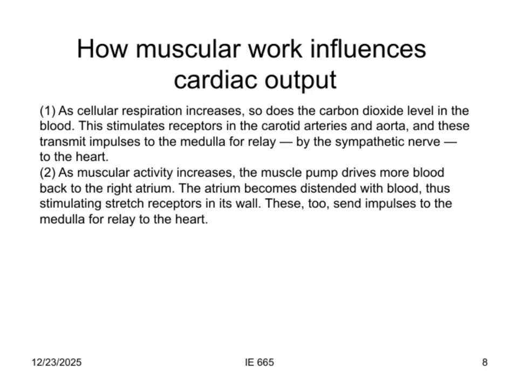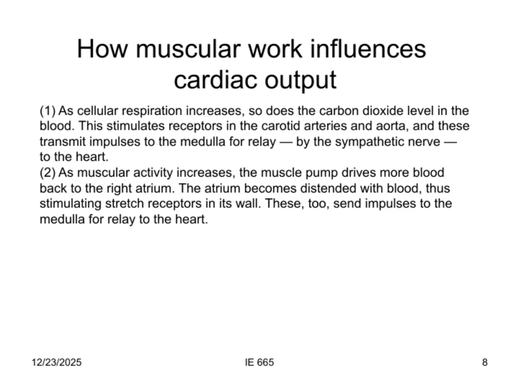As cellular respiration increases, the level of carbon dioxide in the blood also rises. This is a crucial point because it triggers receptors in the carotid arteries and the aorta. These receptors then send impulses to the medulla, which acts as a relay center. From there, the impulses travel via the sympathetic nerve to the heart, signaling it to adjust its activity accordingly.